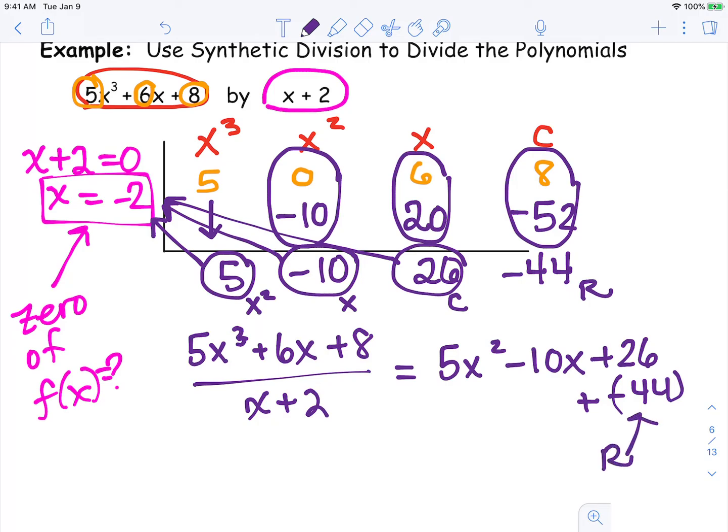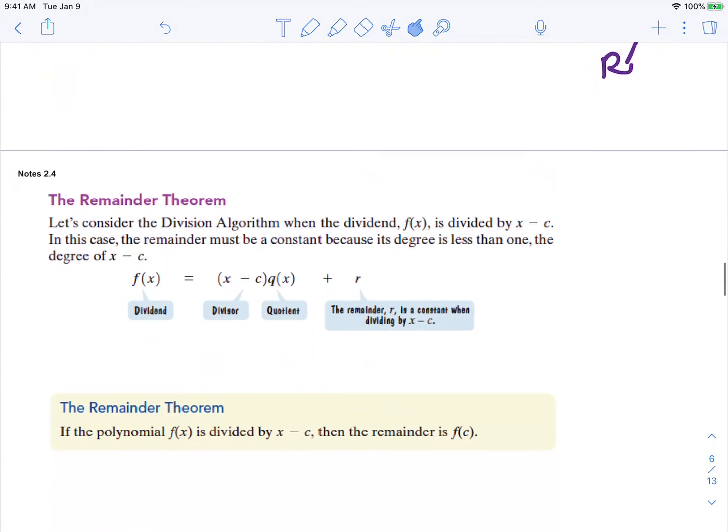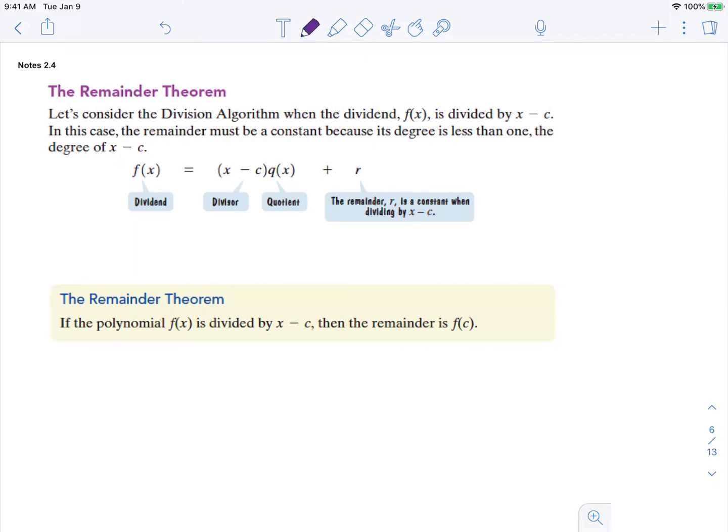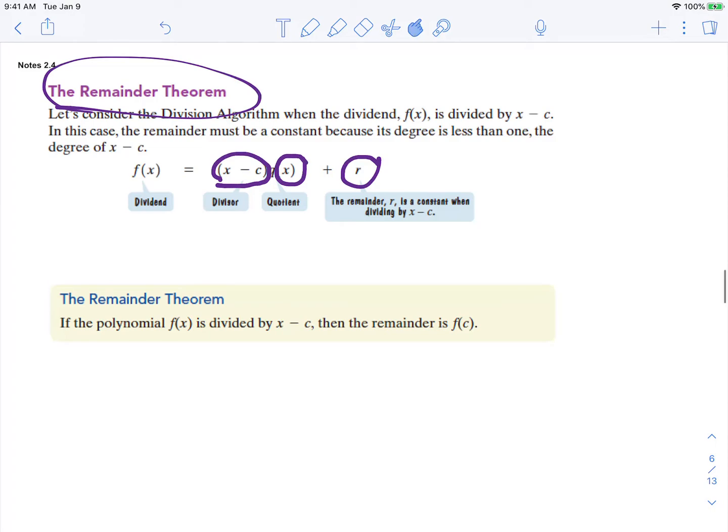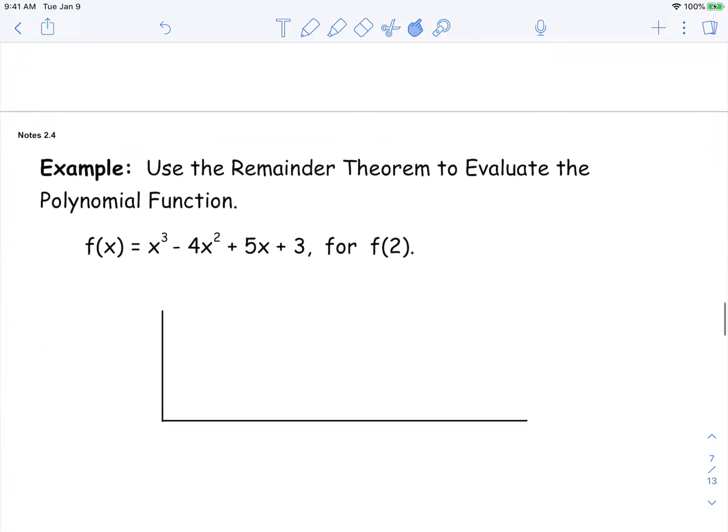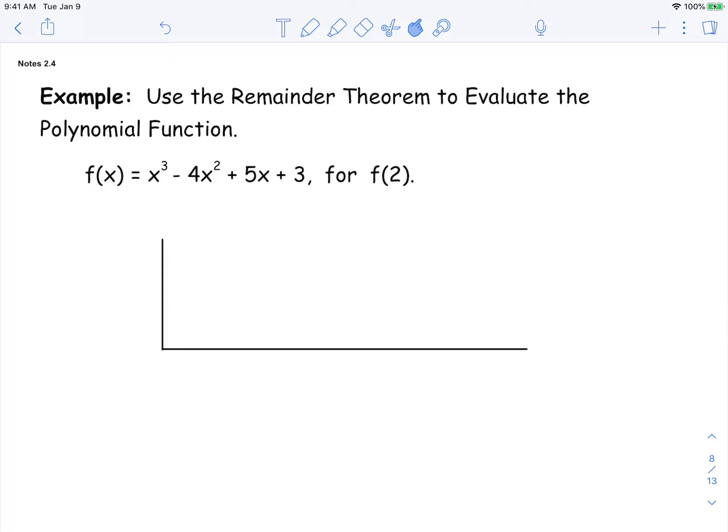So that's my remainder. So how you write an answer with the remainder is using the remainder theorem. You have your factor, your leftovers, and then your remainder. So we're going to go ahead and use the remainder theorem to evaluate the polynomial. So we're going to be using synthetic division.